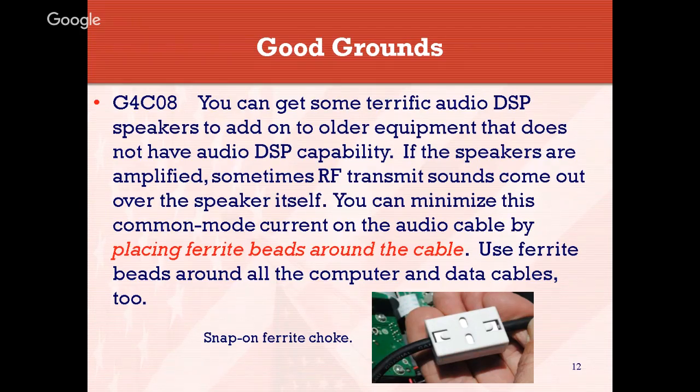Okay, you can get some terrific audio DSP speakers to add on to older equipment that does not have audio DSP capability. If the speakers are amplified, sometimes RF transmit sounds come out over the speaker itself. So if you're using one of those, you can minimize or even eliminate this by placing ferrite beads around the cable. And there you have a picture of a ferrite bead around the audio cable running between your speaker and your rig. Also around your computer and data cables are not a bad idea to have on there as well.